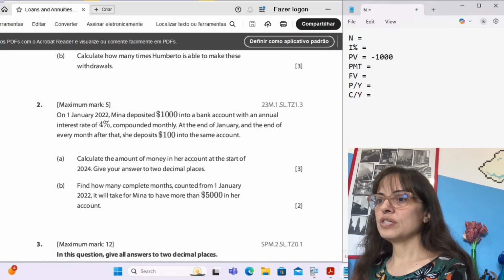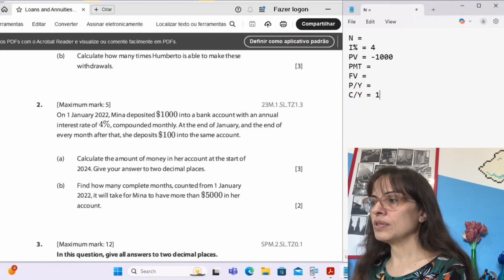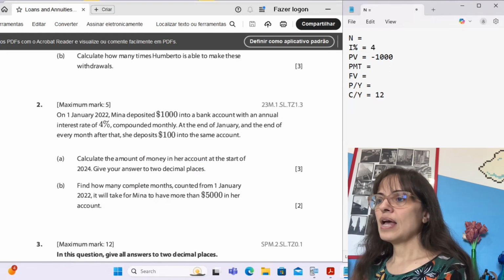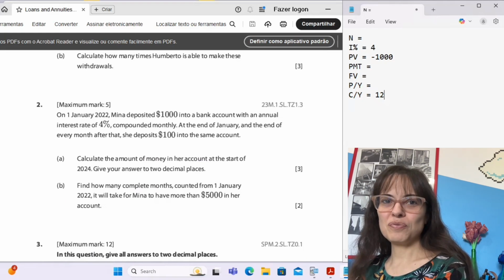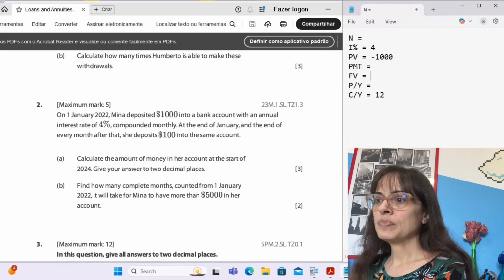The interest rate is 4% compounded monthly, so the 12 goes here. At the end of January and the end of every month after that, that's going to be the PMT. They're telling me about the end of the month again. You see, the initial value was on the 1st of January, so at the beginning of the month, but the PMT is going to be at the end of the month.